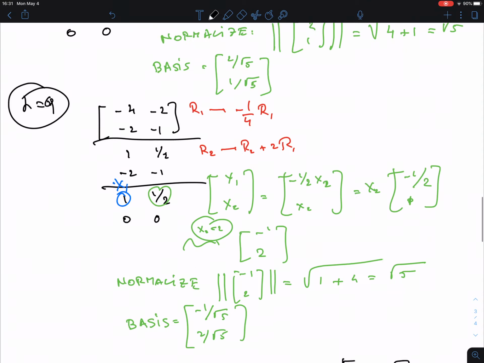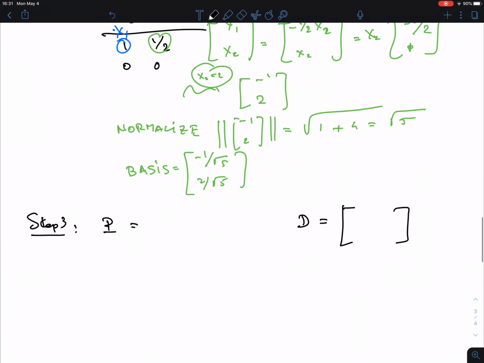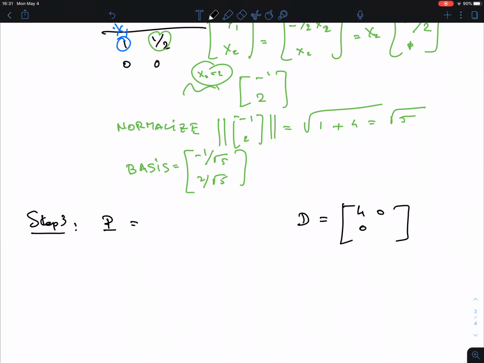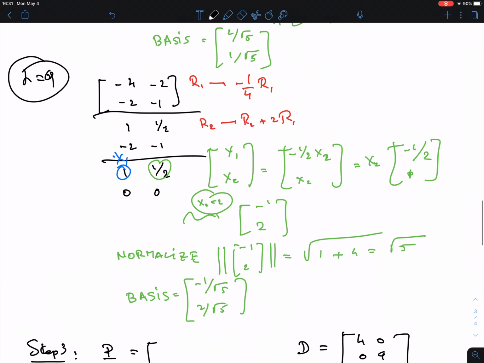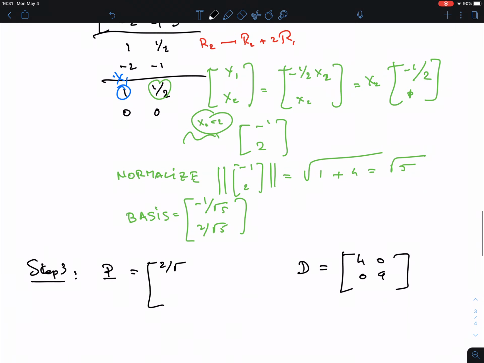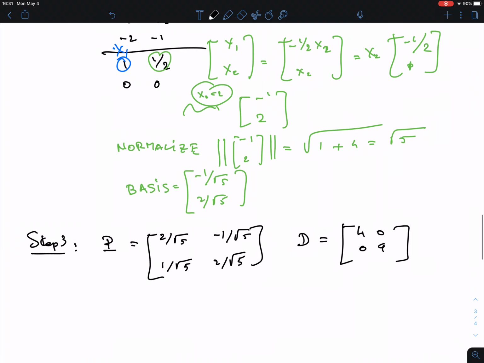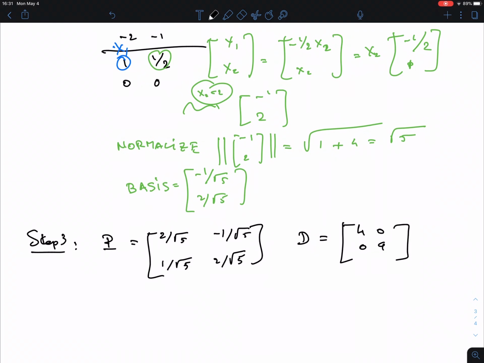Well, let's start with D. We did first 4 and then 9, so we get 4, 0, 0, 9. And then what is P? Well, P is the two basis vectors. Where are they? 2 over radical 5, 1 over radical 5, and this is minus 1 over radical 5, 2 over radical 5. And this is an orthogonal matrix. I repeat, one of the reasons this is orthogonal is that these two columns are orthogonal. If you do the dot product of these two vectors, you get 0 because they are eigenvectors of different eigenvalues. That was something that we used.